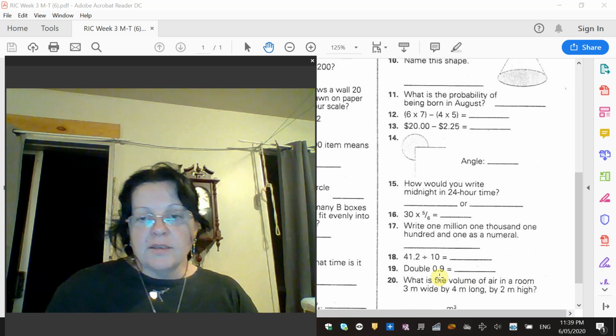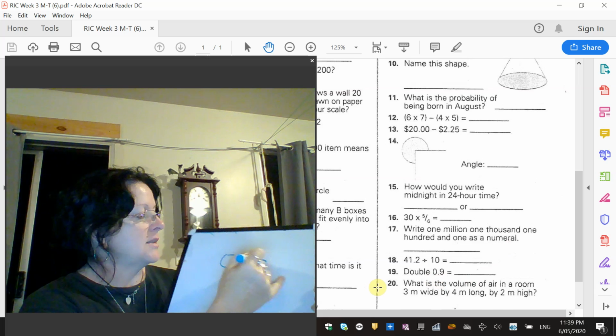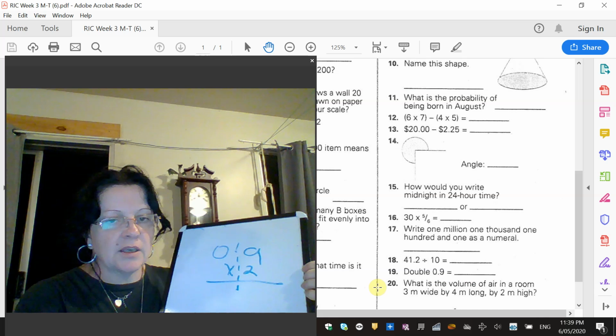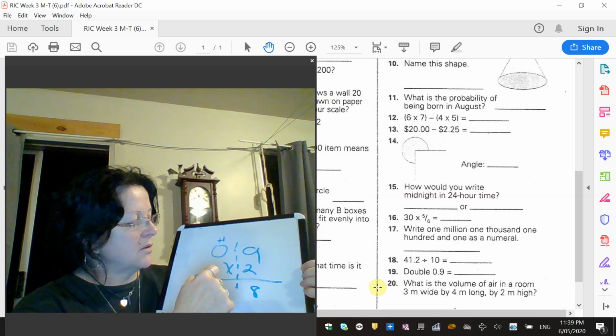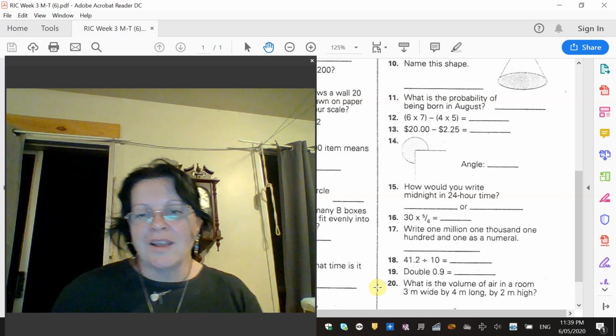Double 0.9. Well, we may as well do it as a vertical multiplication because then we'll really understand how it works. Okay, pop our decimal underneath. We line it up. Okay, 2 times 9 is 18. Pop your 1 over here. 2 times 0 is 0 plus 1, 1.8. How easy was that?